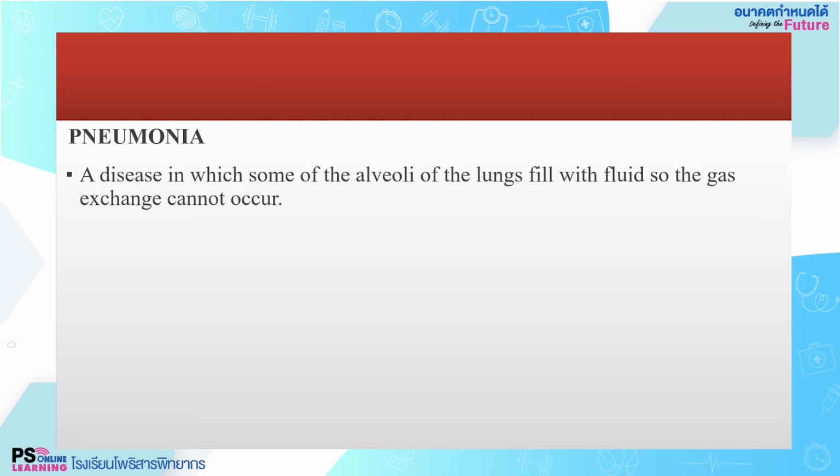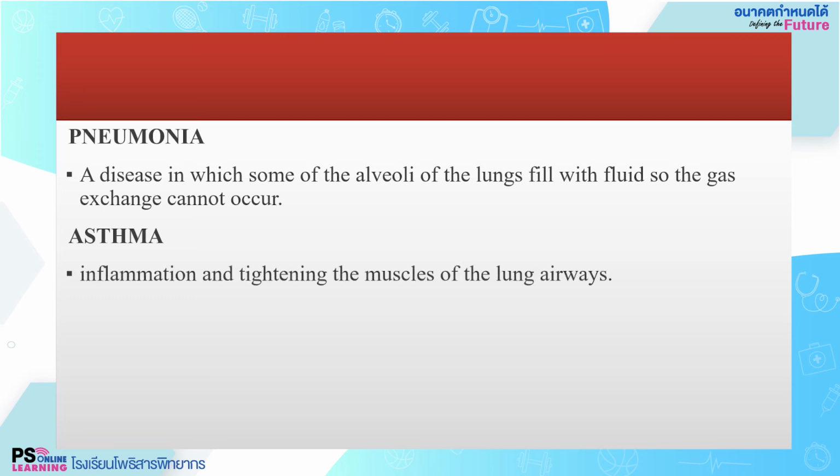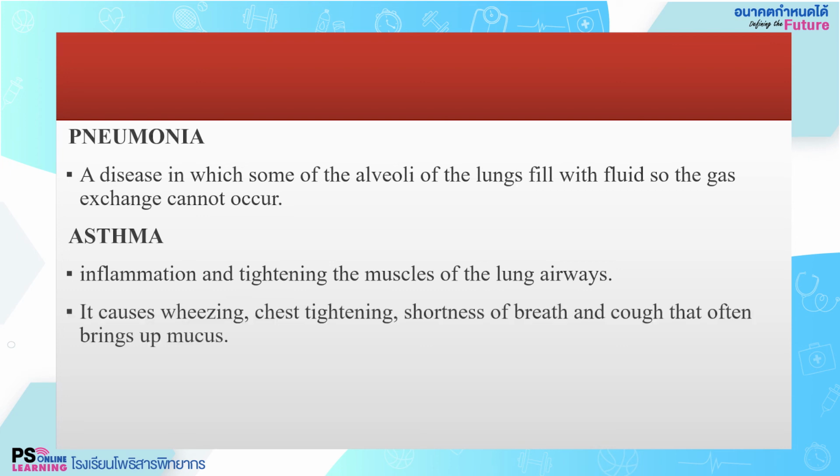Next is asthma. Asthma is an inflammation and tightening of the muscles of the lung airways. It causes wheezing, chest tightness, shortness of breath, and a cough that often brings up mucus or phlegm. So it happens when a person is exposed to various irritants and substances such as airborne substances, air pollution, and cold air.